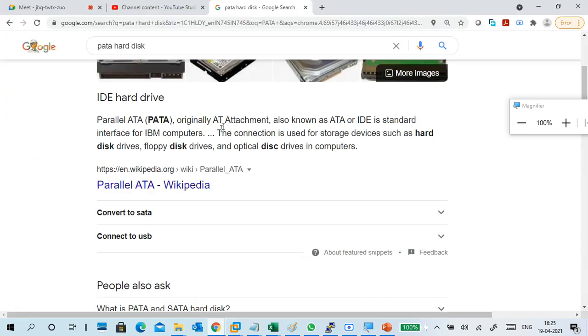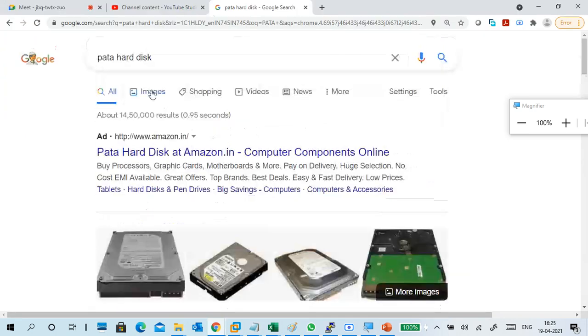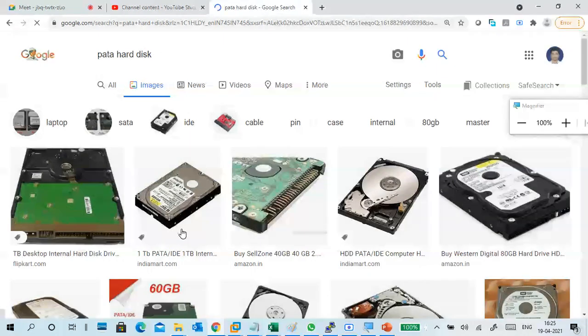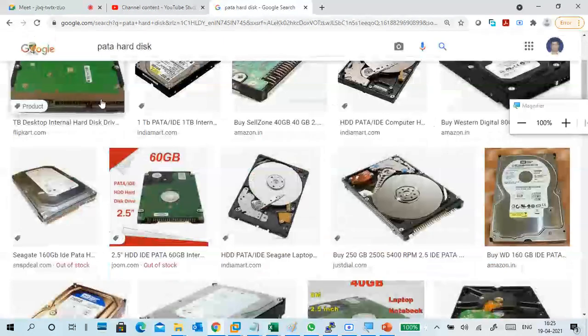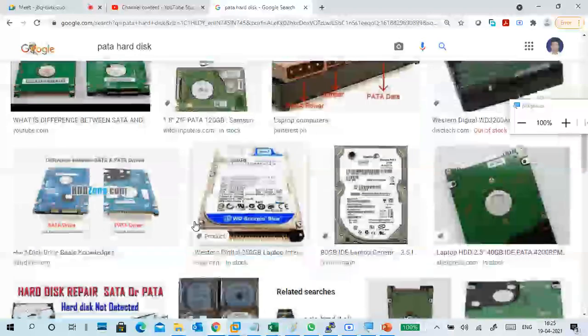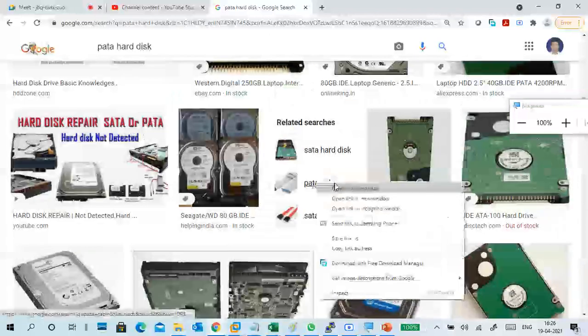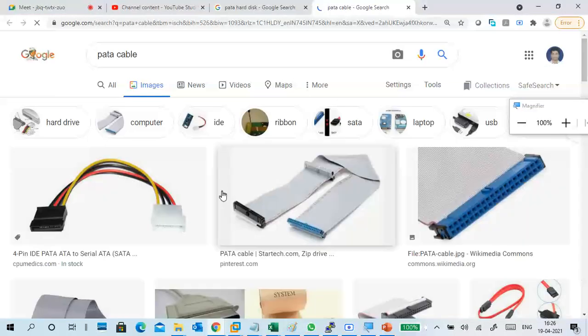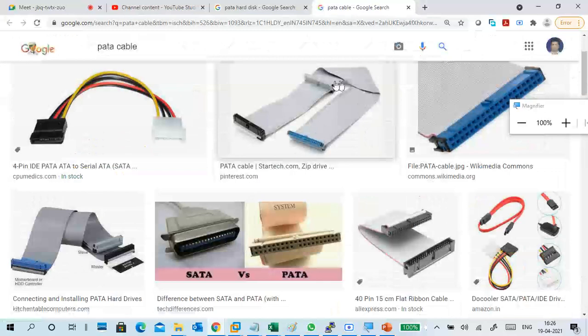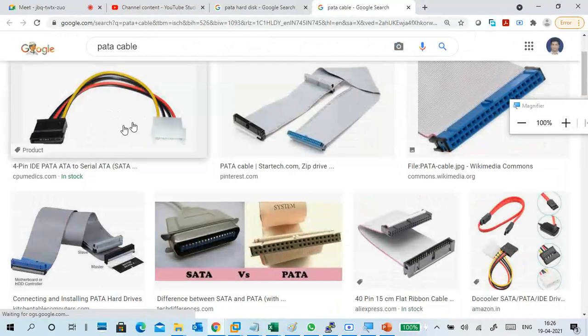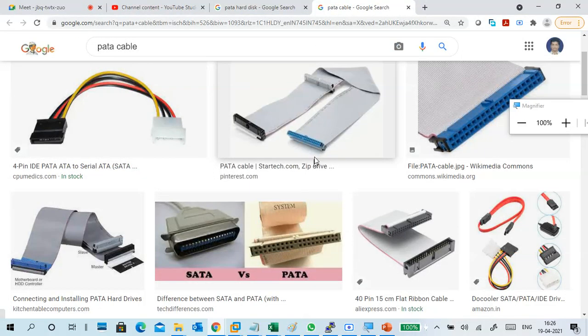I will show you how PATA looked earlier. Like this, the disk has a very large number of pins, almost 40 pins. The connection is a very big ribbon cable. This is the PATA cable. You can see it is a ribbon cable. This is a power cable, but this ribbon cable is what you use.